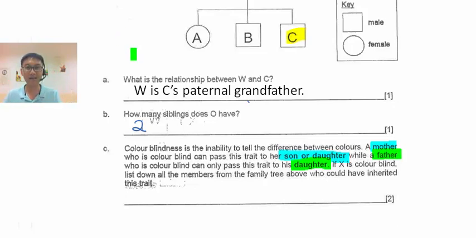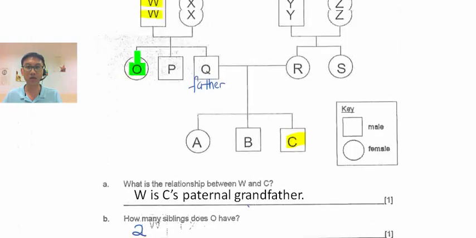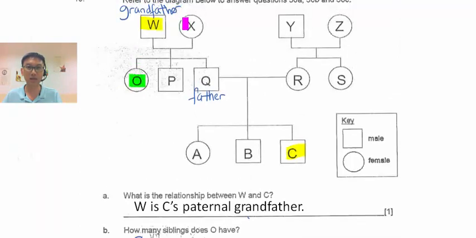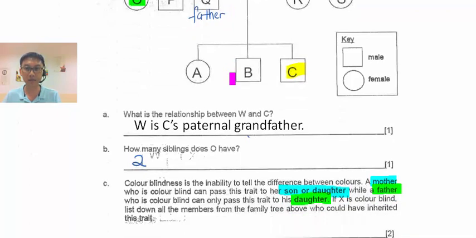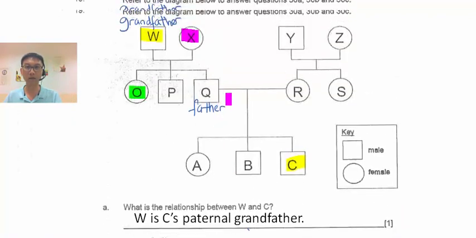So now X is colorblind. So where's X? So let's look for X. X is here. Okay, X is colorblind. List down all the members of the family tree above who could have inherited this trait. Okay, so remember, mother, son or daughter can get. Father, only daughter. Okay, so let's see. So X is the mother.